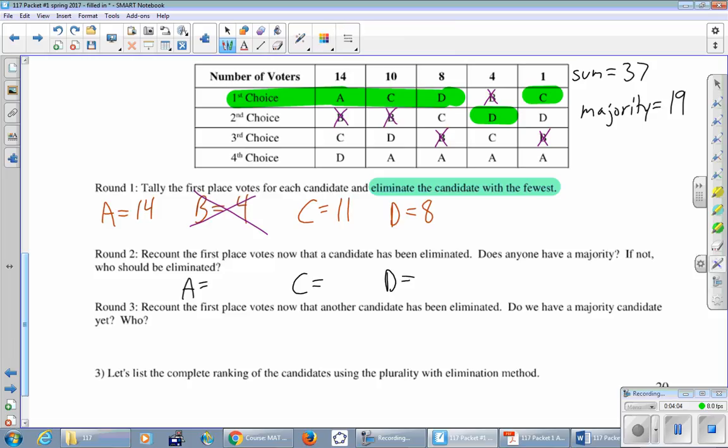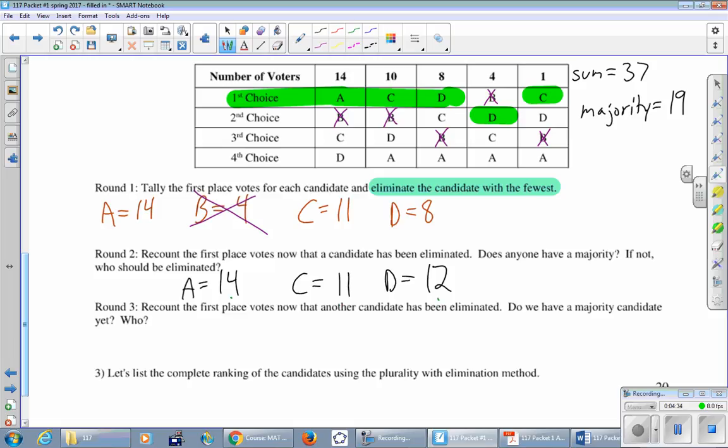So first place votes for A, I only see 14 there. First place votes for C, that's there and there. 10 plus 1 is still 11. So we got 14 here, 11 here. D is the more interesting case. D had 8. But D now has another 4, and so that's 12 votes for D. And as a quick check, you can add up these 3 numbers here. 14 plus 11, that's 25, plus 12 is 37.